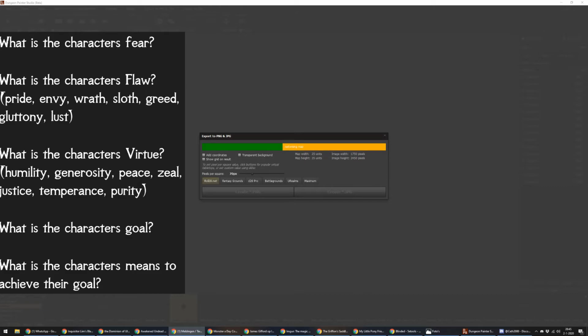For instance, the captain example. Their fear, it's very simple. They don't want their boat to sink. This is a goal that a lot of people could easily get behind, and it's not some overbearing problem unless there is a danger that pops up. Their flaw and virtue are simple, but they give you a direction the character would move in certain situations. A goal. What motivates them to do the things they do? And means to achieve their goal. What is it that they do?